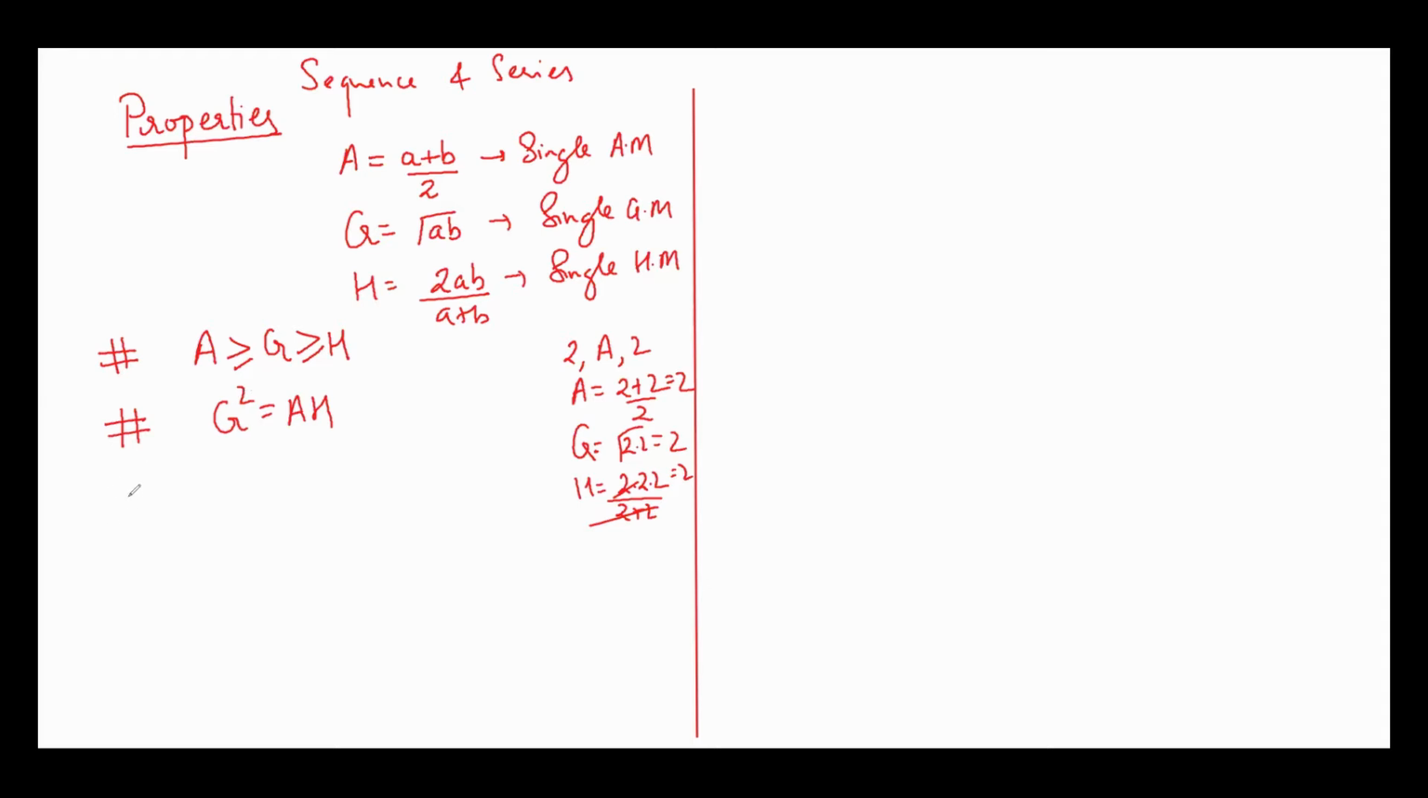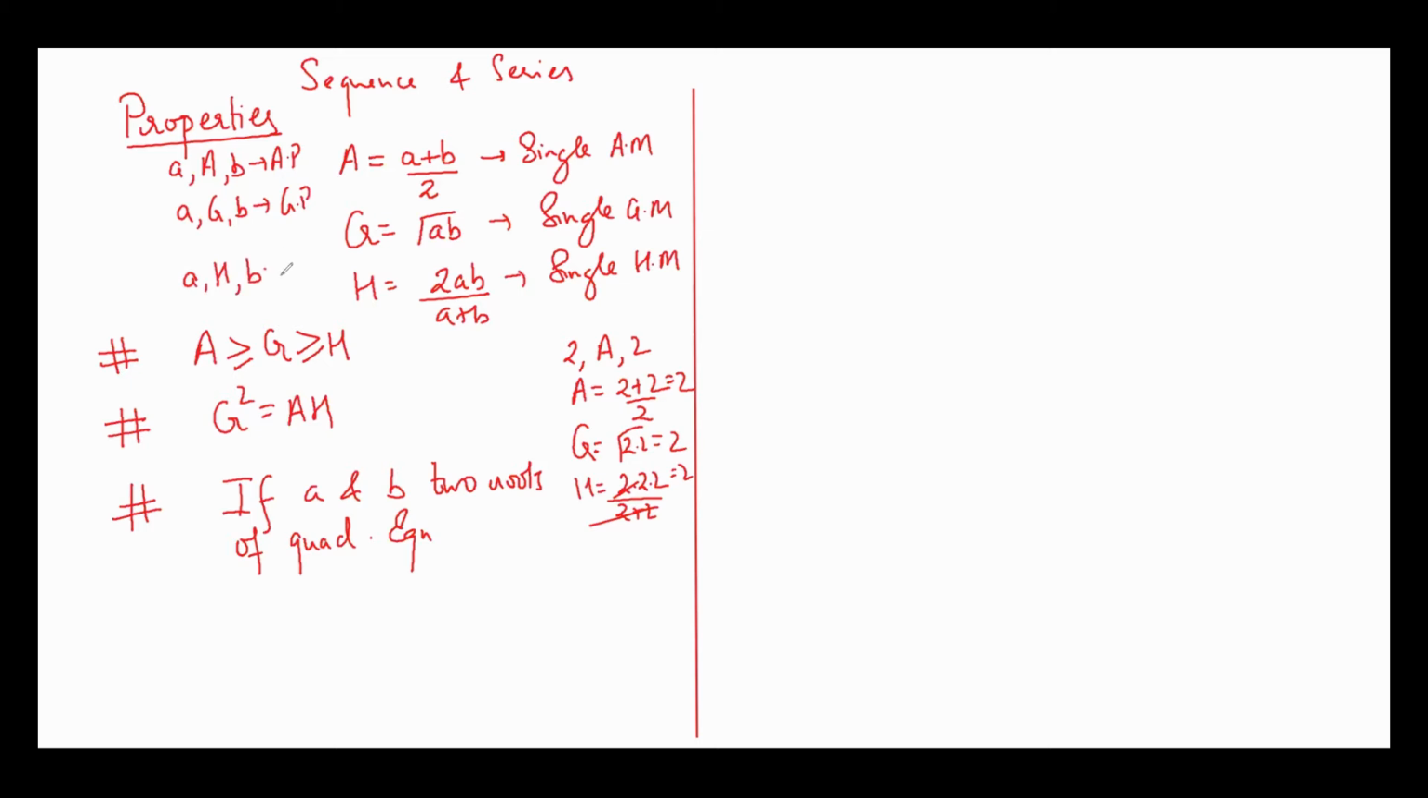Now next type is if we take a and b two roots of quadratic equation. Now what I have written a plus b, in that case that single A is inserted between a and b, and these three will form AP. Single G is inserted between a and b, and these three are in GP. And single H, capital H, is inserted between a and b, and these are in HP. And these are what a and b.